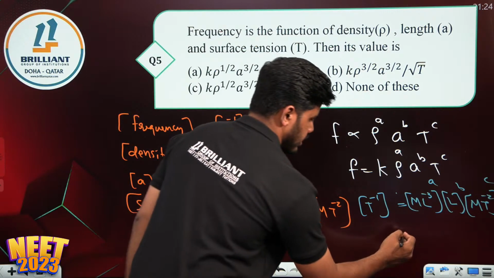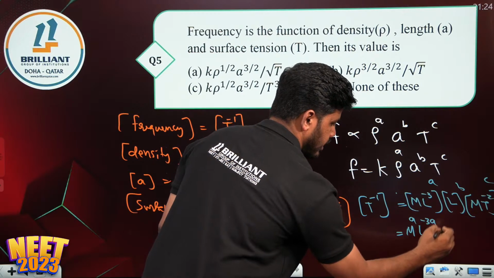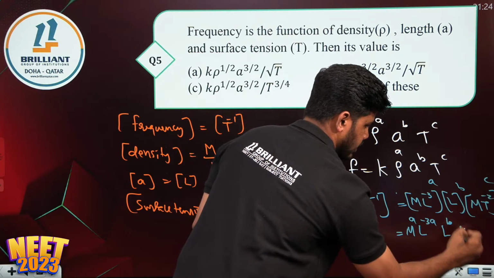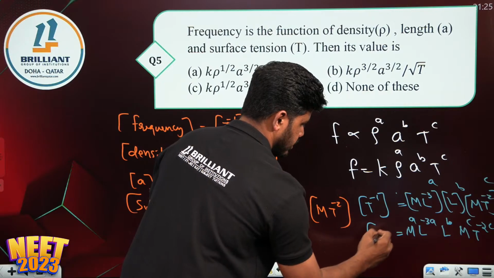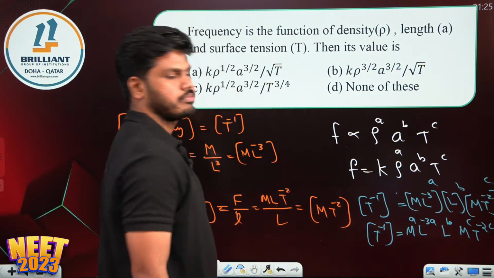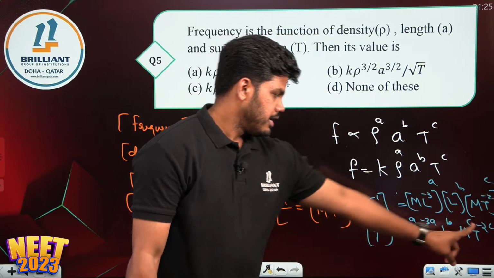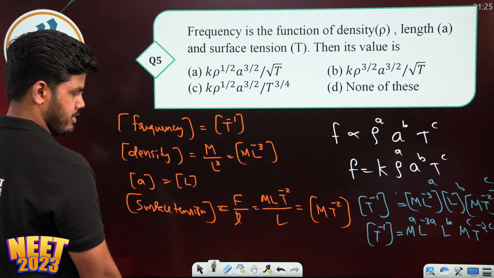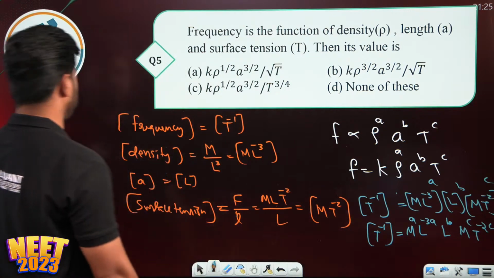Simplify. We have m raised to a, l raised to minus 3a, l raised to b, and m raised to c, t raised to minus 2c, that is t raised to minus 1 on the side. Got it? Yes, t raised to minus 1, and we have so many other terms on the RHS. So let me just move on to the next page. M raised to a and m raised to c. We have two terms for m.